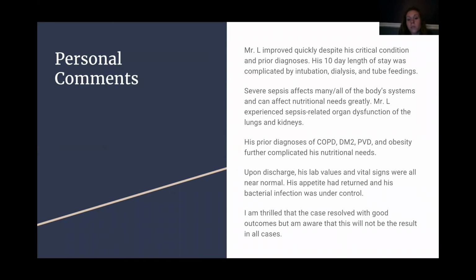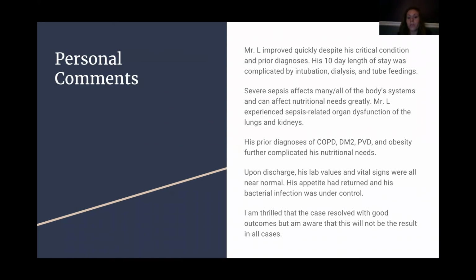Severe sepsis affects many, if not all, of the body's systems and can affect nutritional needs greatly. So Mr. L experienced sepsis-related organ dysfunction of the lungs and kidneys, which required us to estimate his needs a bit differently as far as calories and protein. So yeah, it was really clear that sepsis affects nutritional needs. Mr. L's prior diagnoses of COPD, diabetes, PVD, and obesity also further complicated his nutritional needs, so it was really a great learning experience to have this patient.